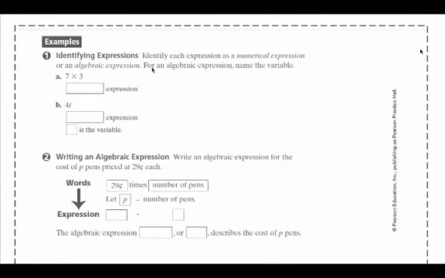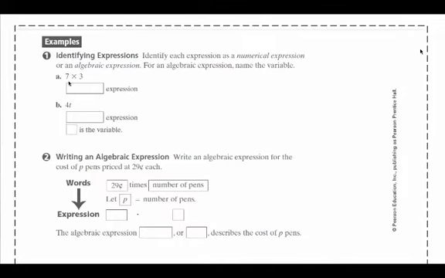Remember, if at any time during the note-taking process you have questions, be sure to record them in your notes so that we can talk about them tomorrow in class. Okay, now we're going to look at some examples of what you're going to be working on tonight for homework or tomorrow for homework. We're going to be identifying expressions. We're going to identify each expression as a numerical expression or algebraic expression. Remember, algebraic means that it contains a variable.